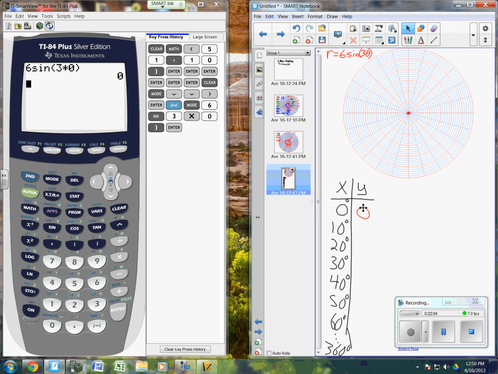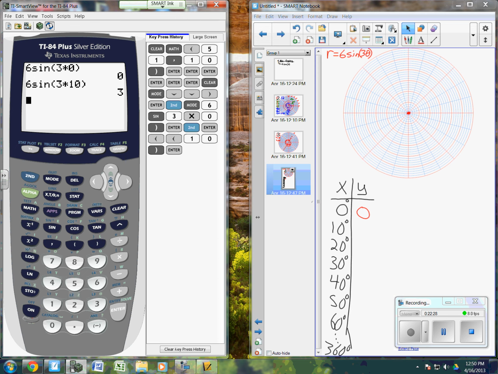Did you guys know that if you hit second and enter, it'll bring up the last problem you did? And you can just go back and change that to 10. Six sine of 3 times 10 degrees, because we're going 10 next, right? When theta is 10, what is r?